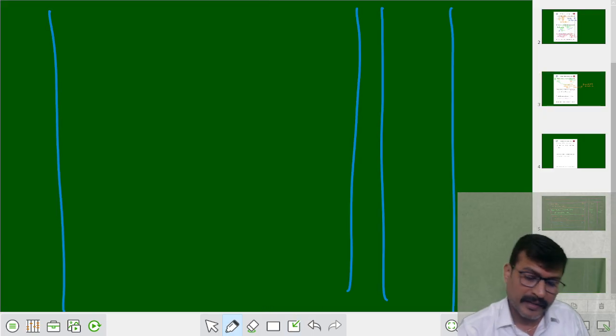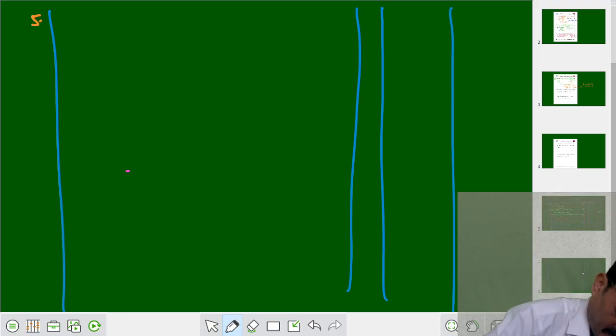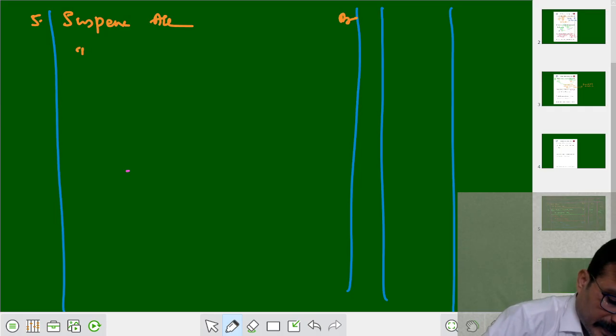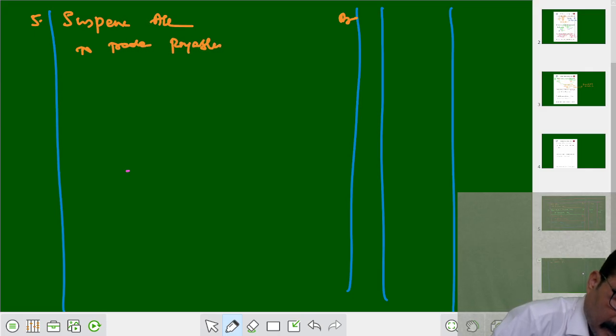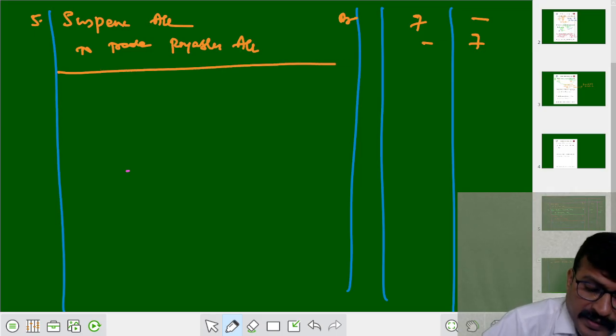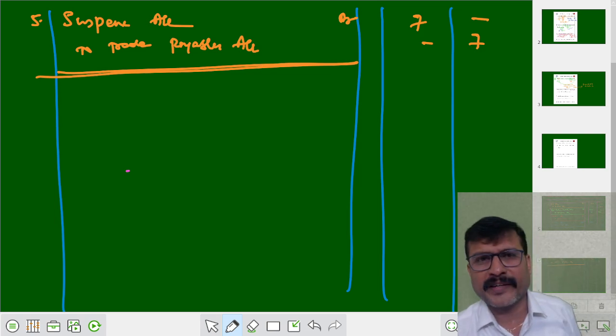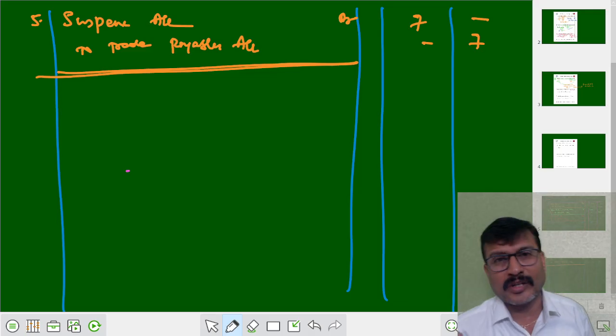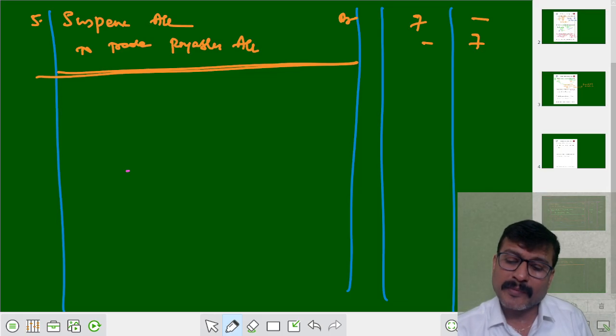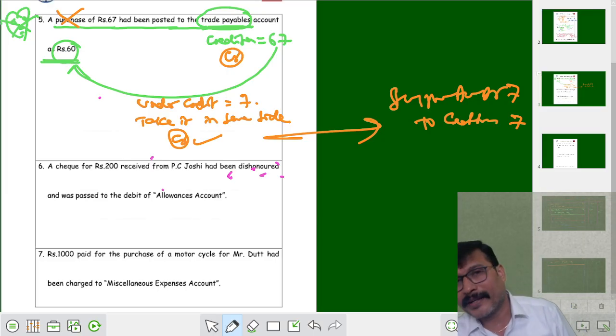For this, the journal entry will be entry number 5. That is suspense account debit to what? Trade payables account. How much we have to record? Only 7 rupees. Being under credit in trade payables account is rectified. Trade payable is nothing but creditor. I hope you got it right. First time we come across, but we will read the same concept for so many points, so many problems in the further stage.